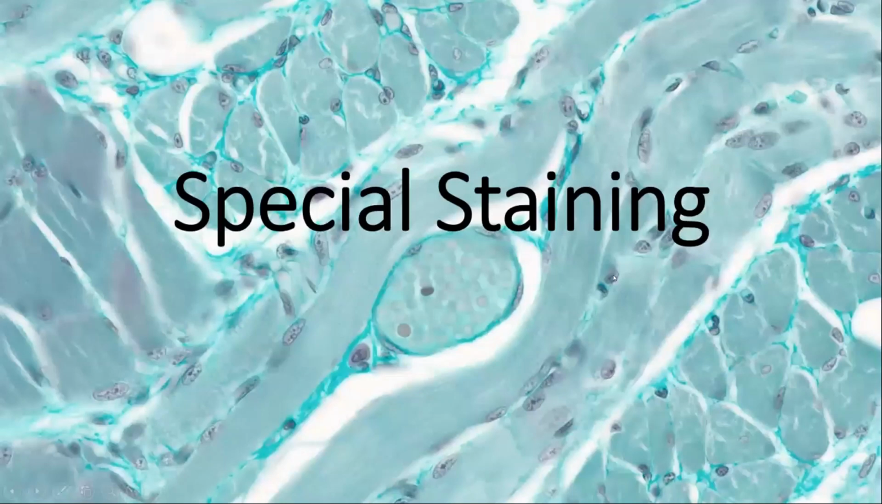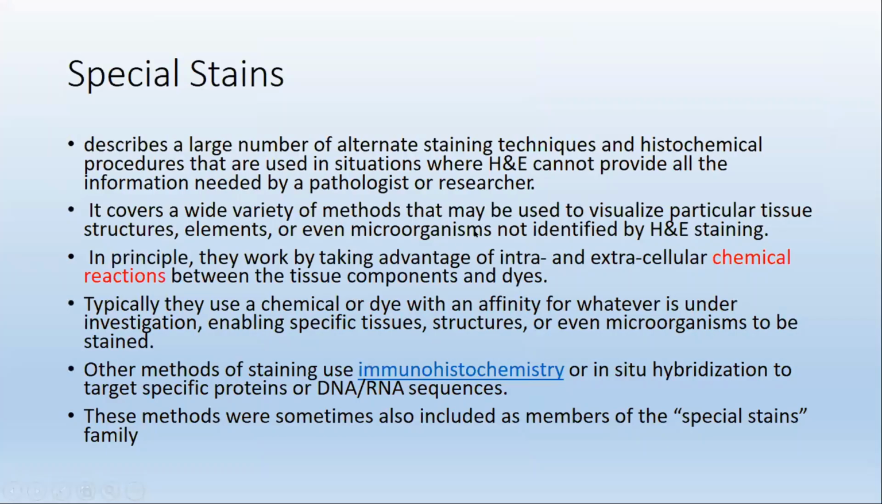Okay, we finished with the H&E. Now we go to the special stain. The special stain is in addition to the stain that we use in H&E, stains apart from the H&E. H&E can only tell us about the nucleus and the cytoplasm of the cell. It cannot give us inclusions, if there are any. It cannot give us anything more than that.